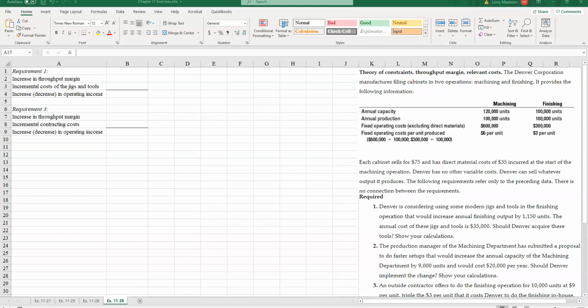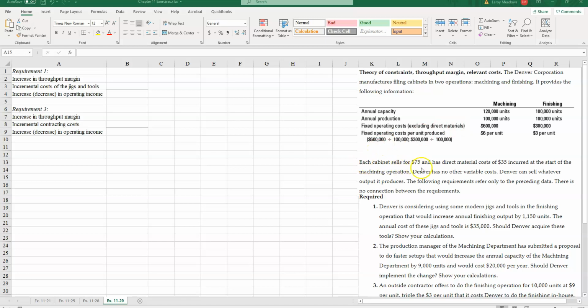This is exercise 11-29 at the end of the chapter on decision making and relevant information, so let's go ahead and get started. The Denver Corporation manufactures filing cabinets in two operations, machining and finishing. It provides the following information, and we're going to delve a little bit deeper into this in just a moment.